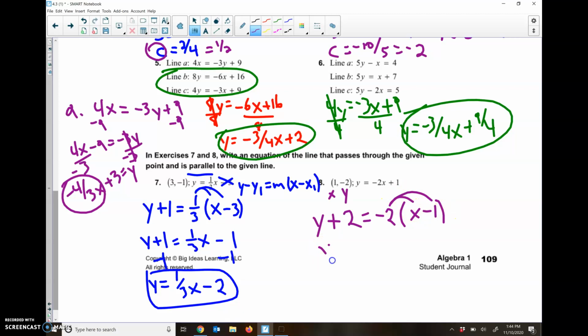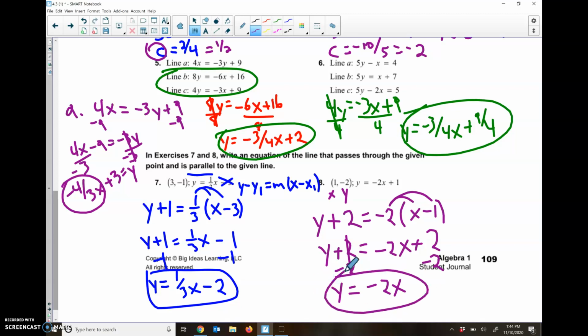I'm going to distribute. So y plus 2 equals negative 2x. Careful, negative 2 times negative 1 is positive 2. And then I have a plus 2 over here, so I'm going to end up subtracting 2 from both sides. So y equals negative 2x, really plus 0. You don't have to write plus 0 if you want, but 2 minus 2 is 0. So we end up figuring out that that line and that line are parallel to each other.